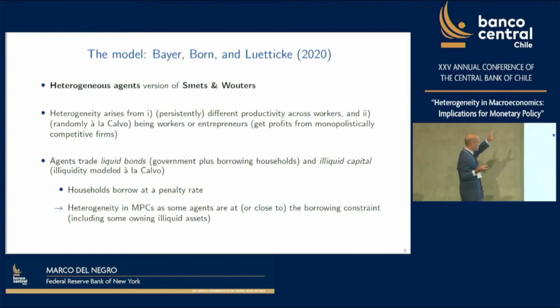In BBL, heterogeneity arises from two sources. One is persistently different productivity across workers, and as Gianluca mentioned earlier, there are income variability shocks that are countercyclical in BBL. That is one of the sources of the shocks in the model. The second reason for heterogeneity in their model is that there are both workers and entrepreneurs, and so randomly, a la Calvo, there is a switch from one to the other.